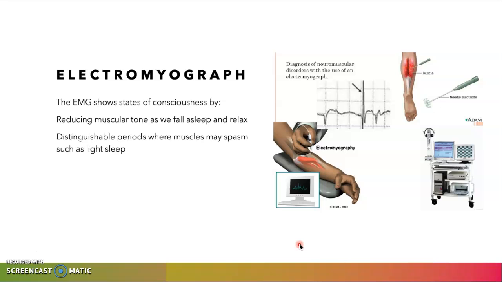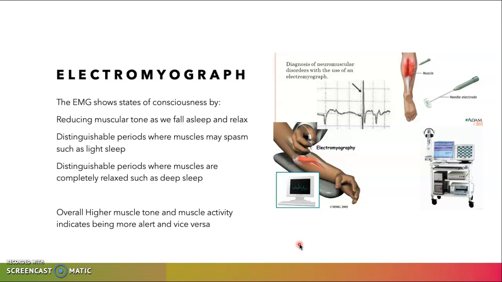Also, you'll have distinguishable periods where muscles can spasm, such as in light sleep. There's a little thing called a hypnojerk, and we're going to look at that when we go into sleep, but that's basically your muscles spasming as you fall asleep. And then there's other periods where your muscles are in a completely relaxed state, such as deep sleep, where you're not even moving at all. So overall, higher muscle tone and muscle activity will indicate being more alert and vice versa. So lower muscle tone and low muscle activity indicates being less alert.